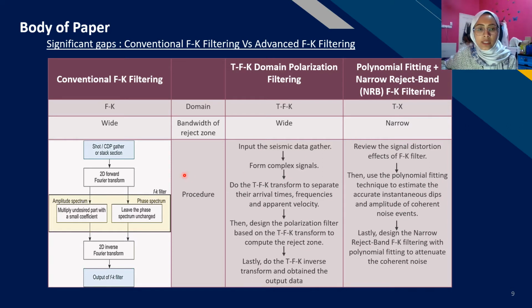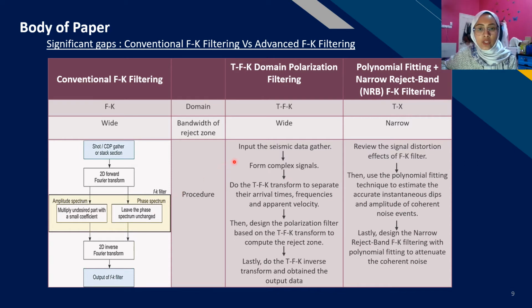For the procedure in using the conventional FK filtering, the stack section must be converted first from TS domain to FK domain by using the Fourier transform. Then the undesirable event must be multiplied with a small coefficient. After multiplying the undesirable event with the small coefficient, the data must be converted back to time domain by using the 2D inverse Fourier transform.